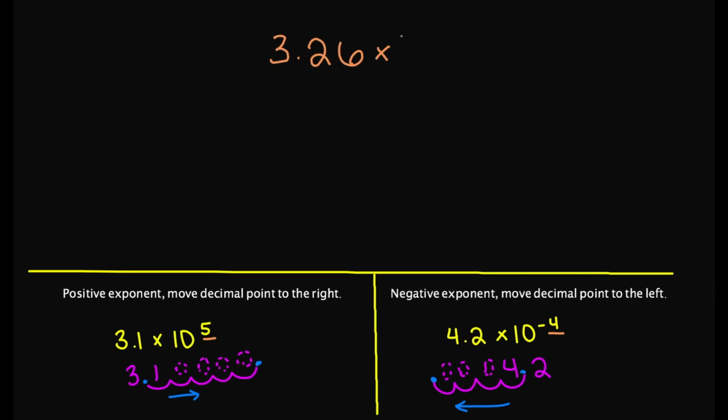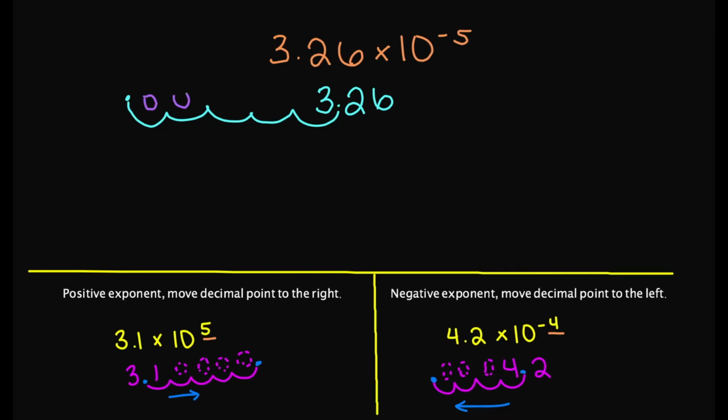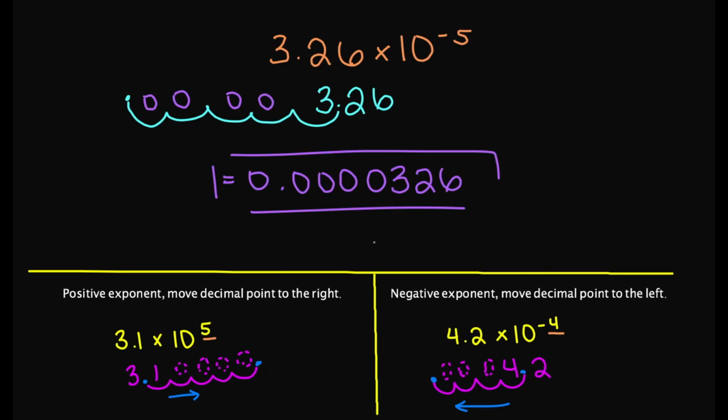3.26 times 10 to the -5th power. Because I have a negative exponent, I am going to move my decimal point 5 places to the left. We're going to have 1, 2, 3, 4, 5, which is going to stop right here. And I'm going to fill in these spaces here with zeros. So you have a 0 here, 0 here, 0, and 0. So your final answer is going to be 0.0000326.